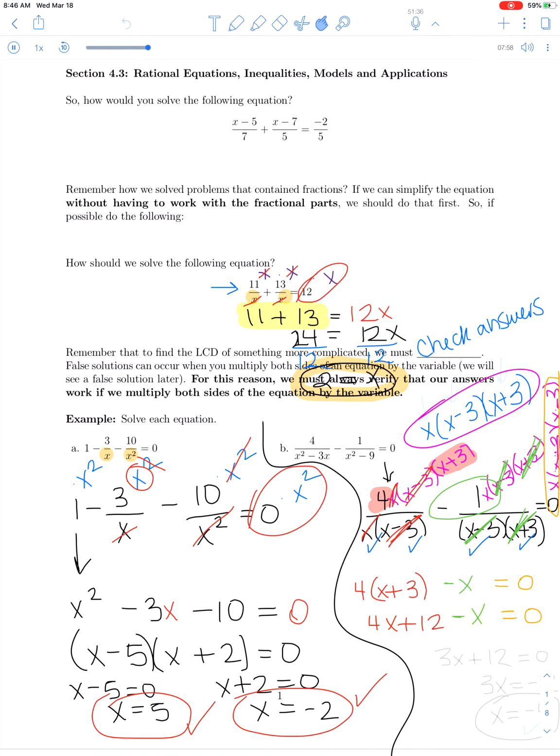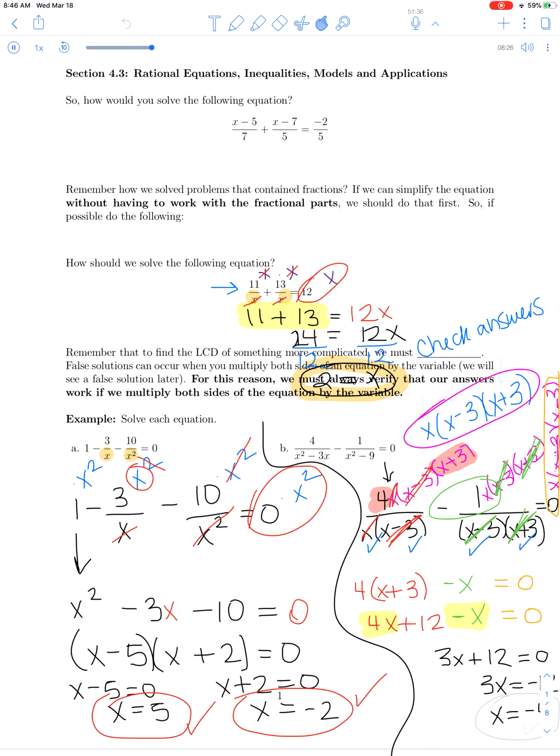So now all I have to do is combine my like terms. Well, I've got a 4x and a negative x, which will give me 3x. We still have a plus 12 over here, and it equals 0. So solve this like a normal equation. Subtract 12 from both sides. That will give me negative 12. And then we'll divide both sides by 3, which gives me negative 4.